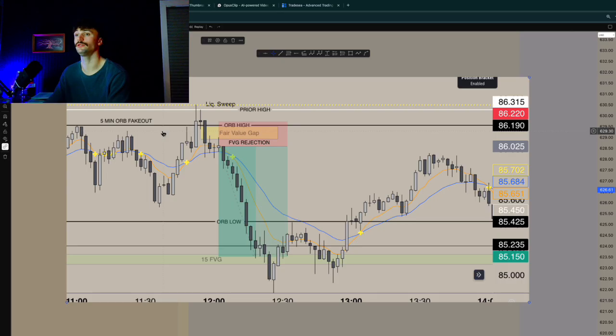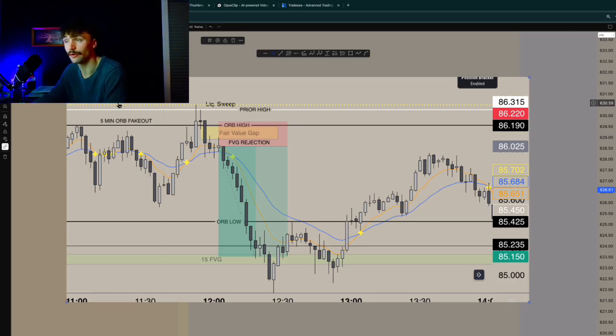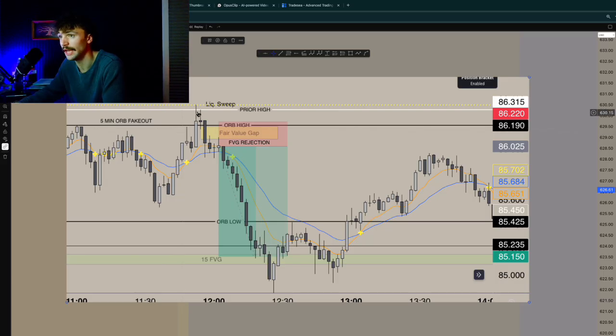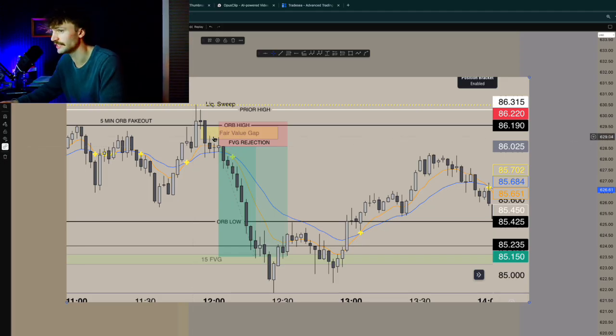I see some other confluences like this 5-minute ORB fake out. That's a great confluence for us. This 5-minute ORB fake out lets me know that we are not able to break through this level. We also do see this liquidity sweep, so now I'm seeing 2 bearish confluences. Then we see this bearish fair value gap, 3 bearish confluences. We see the rejection out of this bearish fair value gap, 4 bearish confluences. Then we break below these EMAs after our entry. That's 5 bearish confluences.